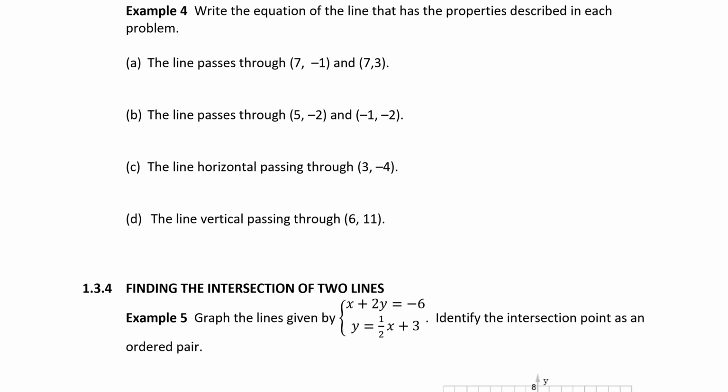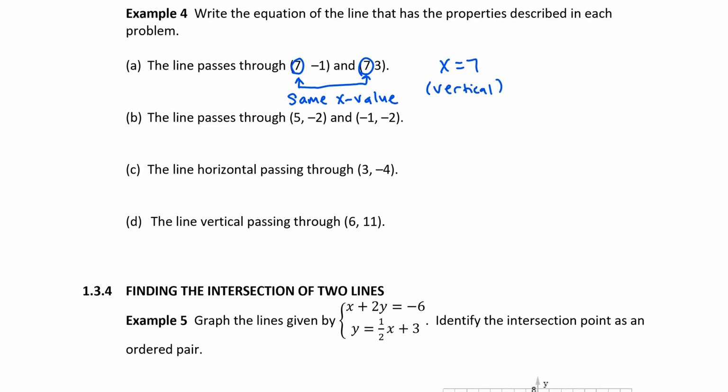Example 4. Write the equation of the line that has the properties described in each problem. A. The line passes through ordered pairs (7, -1) and (7, 3). Now compare those 2 points, and what sort of observation could you make about those 2 points? I bet that you noticed they have the same x value. Your brain is drawn to that pattern, and it's easy to observe. So these 2 points have the same x value. Well, if x is constant between those 2 points, then we could say x is always equal to 7. This is a vertical line.